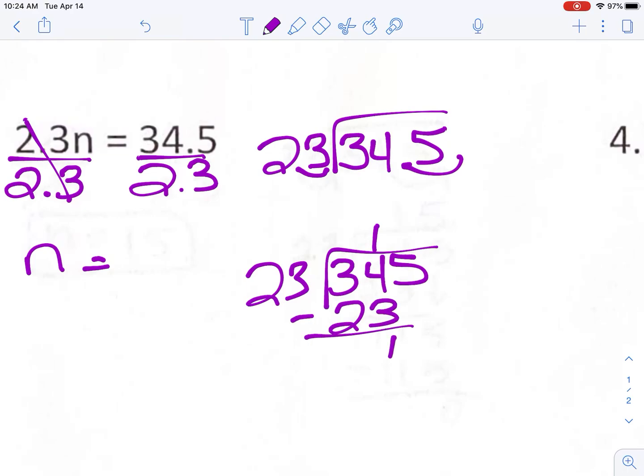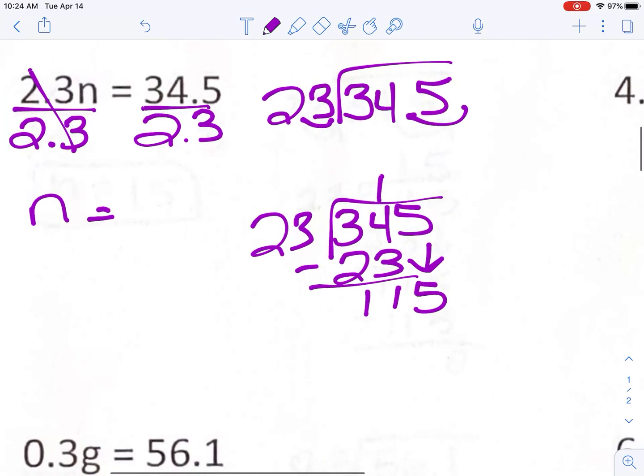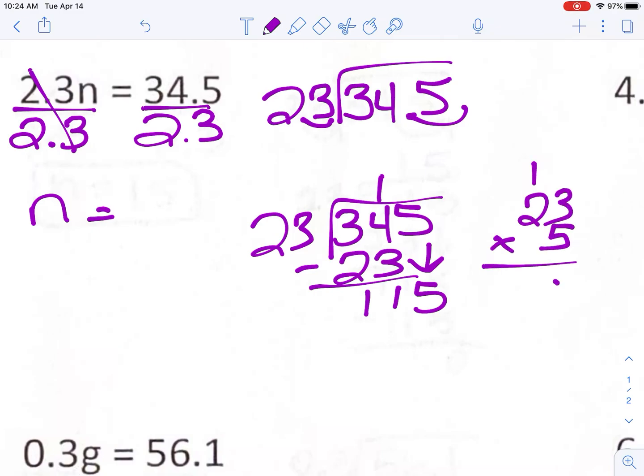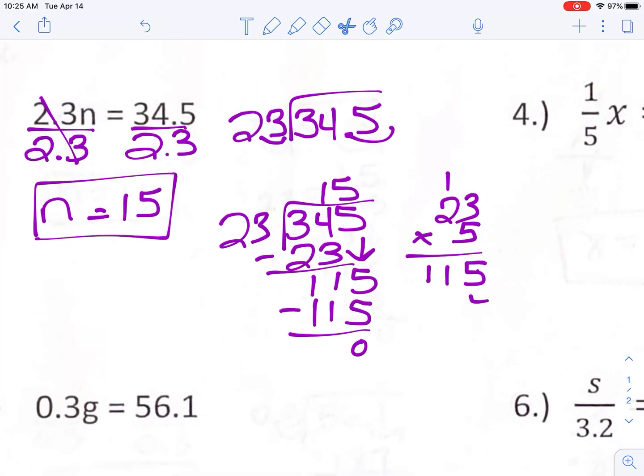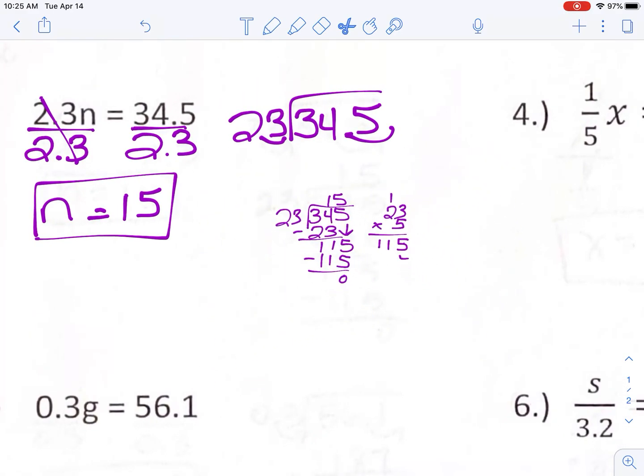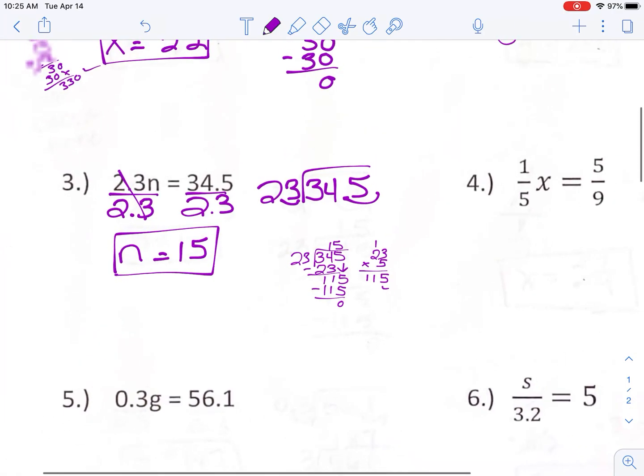Goes into 34 once. Okay, and then 23 into 115. You can do a little bit of guess and check. Oh, wait, I messed up. 3 times 5 is 15. How about that? 10 plus 1 is 11. There we go. So 115 works. It checks out. So n is 15. Okay. Make sure you guys are still always boxing your final answers, so when we do submit later on in the week, I know where your answer is.